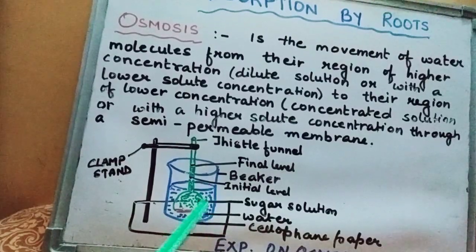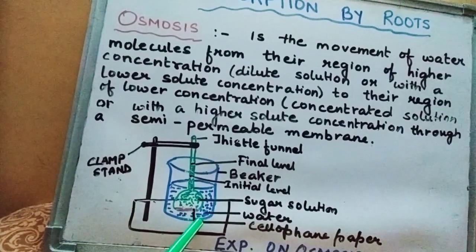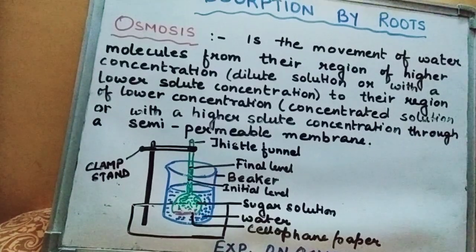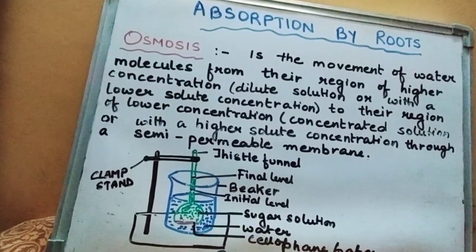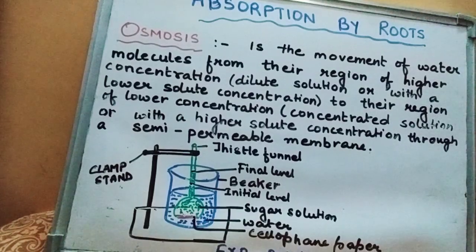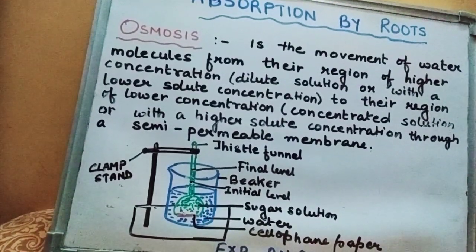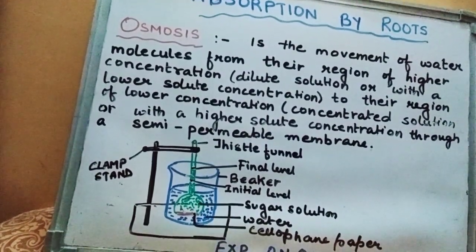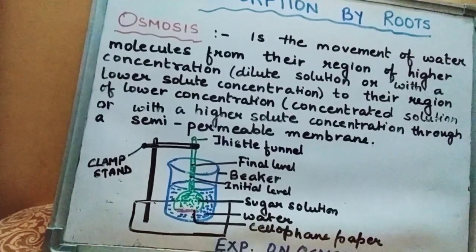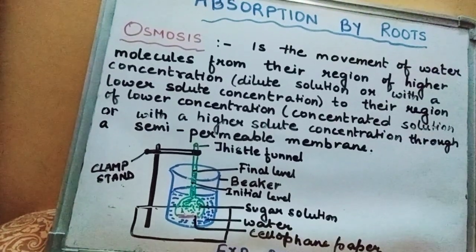movement is always from the region where it is more dilute to the region where it is less dilute. So the main fundamental behind osmosis is only that the movement of water is always from the region where it is more to the region where it is less, when they are separated by a semi-permeable membrane. So this was a short video on osmosis.